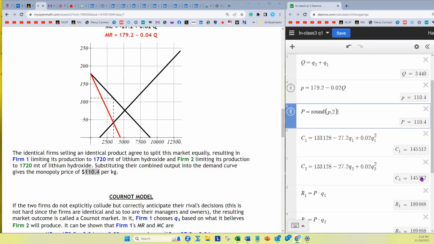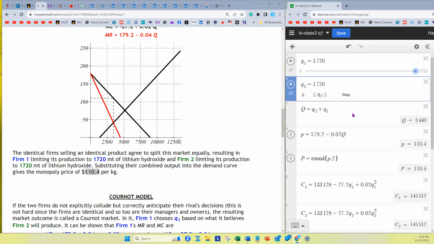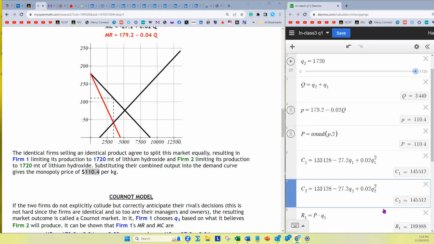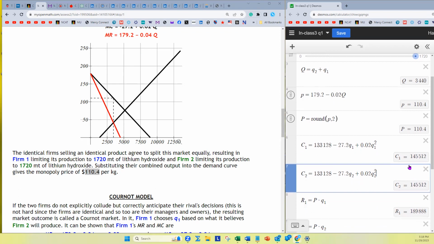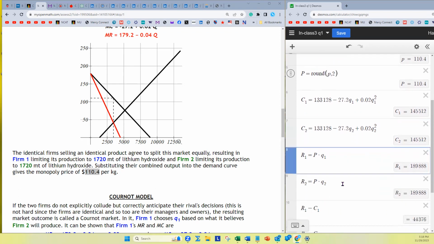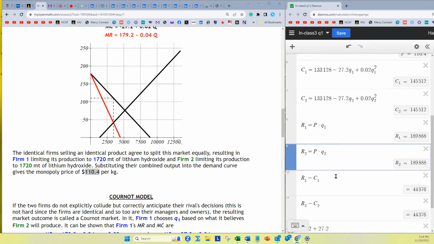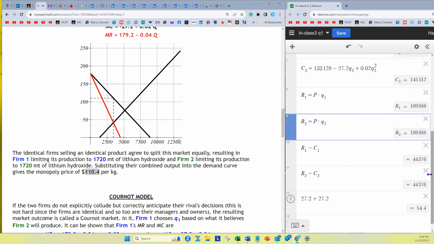This calculates the cost of producing these two outputs: firm one's cost of producing 1720 and firm two's cost of producing 1720. They're identical because the firms are identical. This multiplies the quantity times the price, and this multiplies firm two's quantity by its price. It's the same as firm one. And then this calculates the profit.